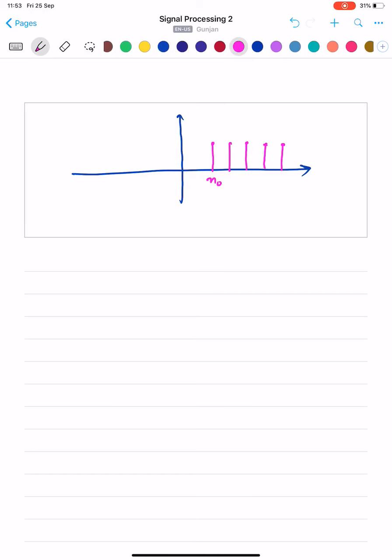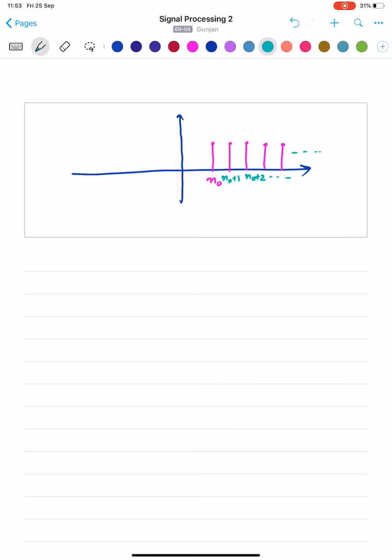N naught, the next point will then be n naught plus 1, n naught plus 2 and so on, and the amplitude here is 1. So this point is 0 and this is n on the time axis, because in discrete time domain we denote time by n. So this is the representation of the shifted form of the unit step function in discrete time domain.